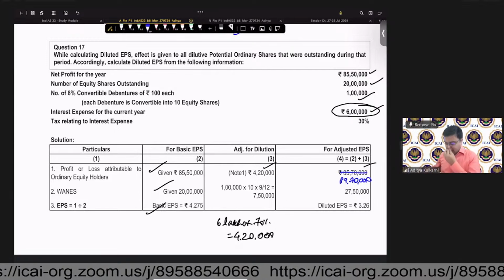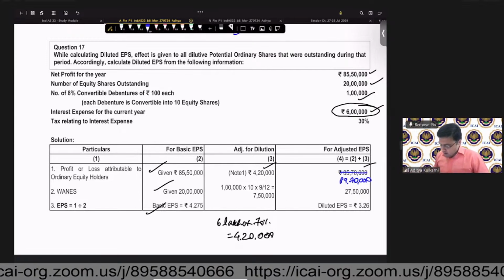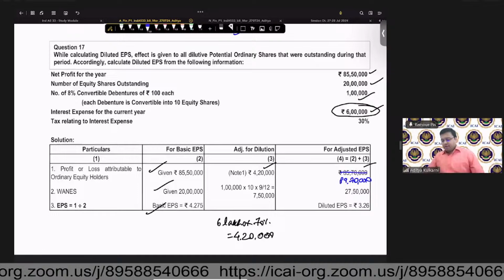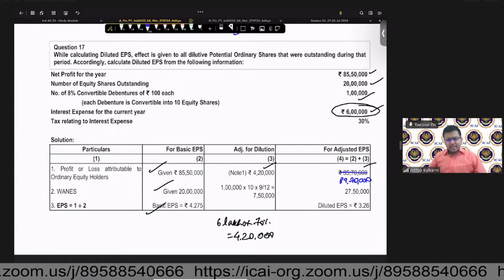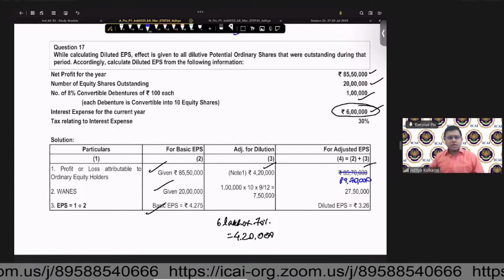Okay, yeah, there was a printing mistake. Coming next to the number of equity shares. Now here, this was taken from the earlier questions under the ICAP.